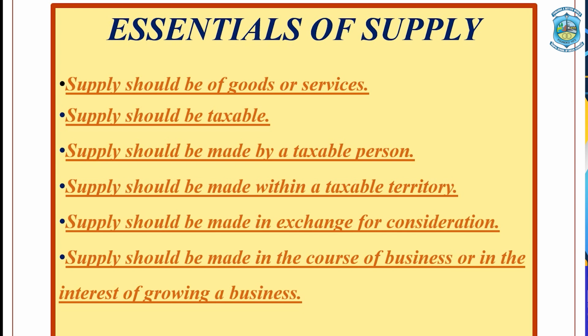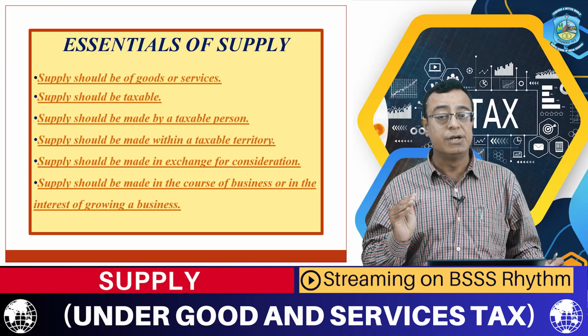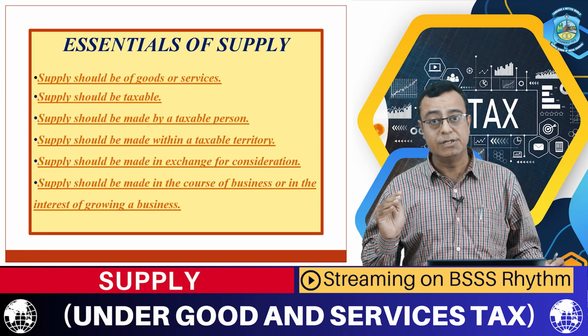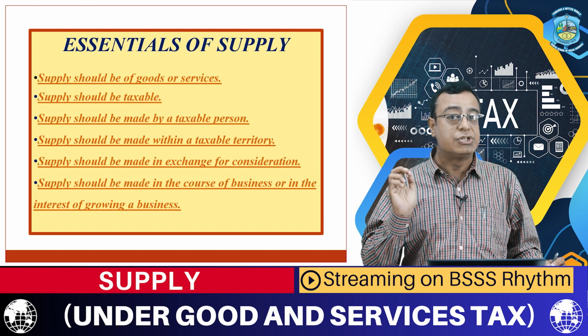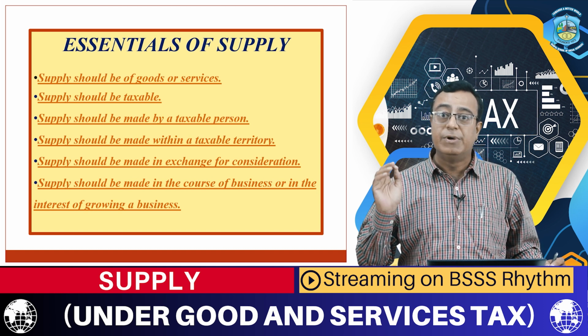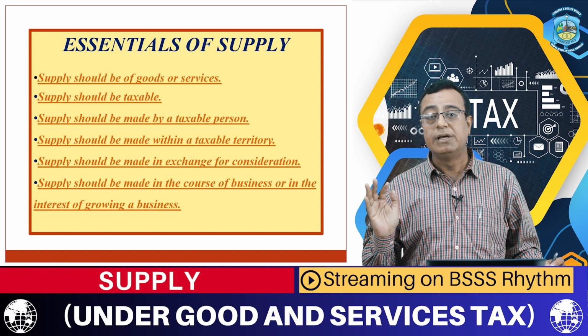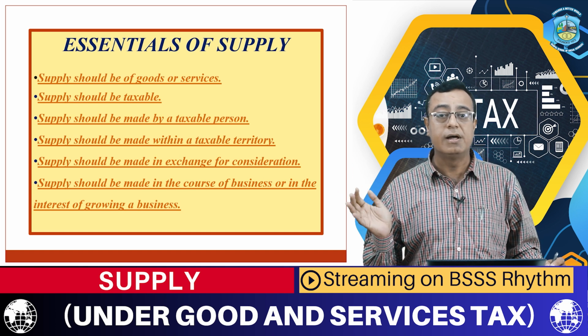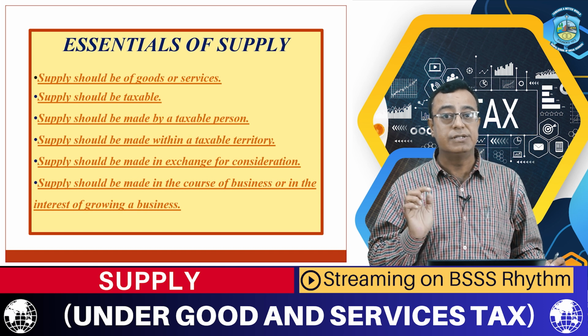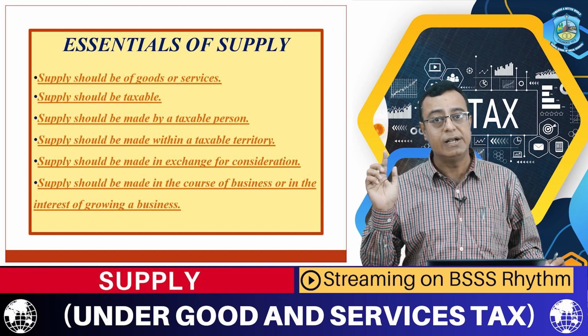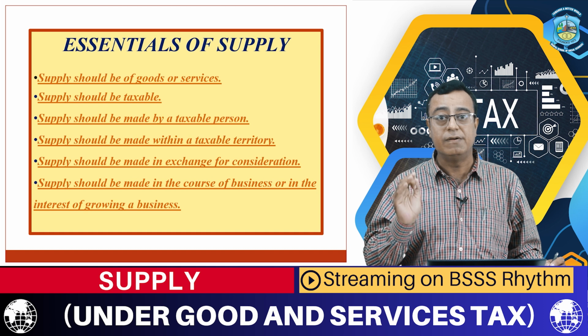Next, supply should be made in the course of business or for the furtherance of the business. It means supply of goods and services should be made by the business during the normal activities of the business or for the growth or expansion of the business, meaning supply should be related with business. For example, a salaried employee selling his or her old car is not a supply, because selling a car is not the business of that particular salaried person. So, supply should be related with business.